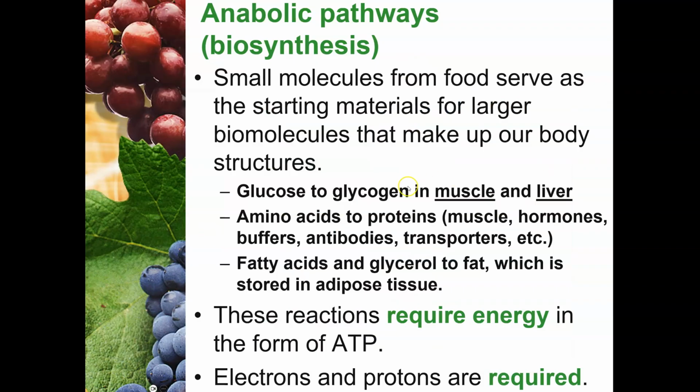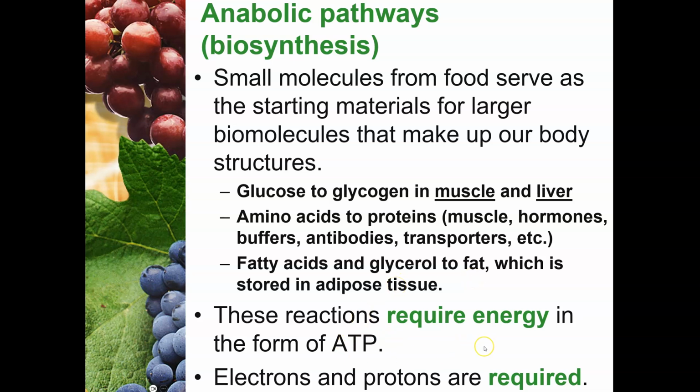The small molecules from our food are the starting materials for larger biomolecules that make up our body structure. So we really are what we eat. So the glucose that we get from our food is going to be converted to glycogen in muscle and liver. The amino acids from the proteins that we ate will be converted to muscle protein, hormones, buffers, antibodies, transporters, all those protein things in our bodies. And then the fatty acids and glycerol will be used to make fat.